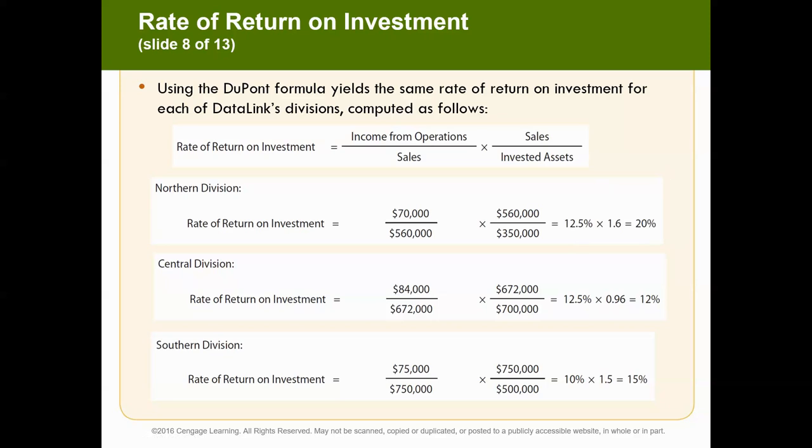Everyone see how we got there? Yes, but the only thing I was wondering is, if we're planning on investing, how can we get all this information to see what kind of rate of return we'll get?